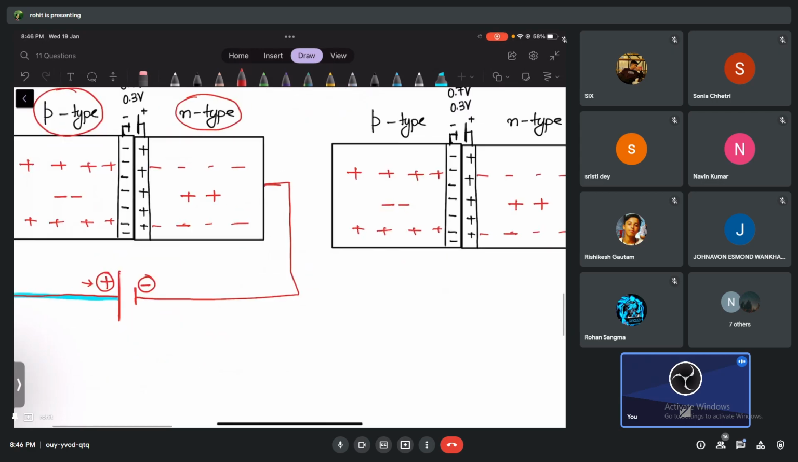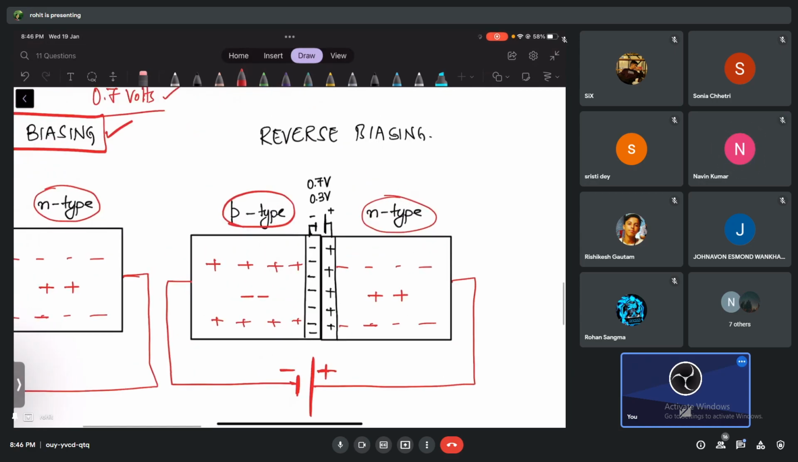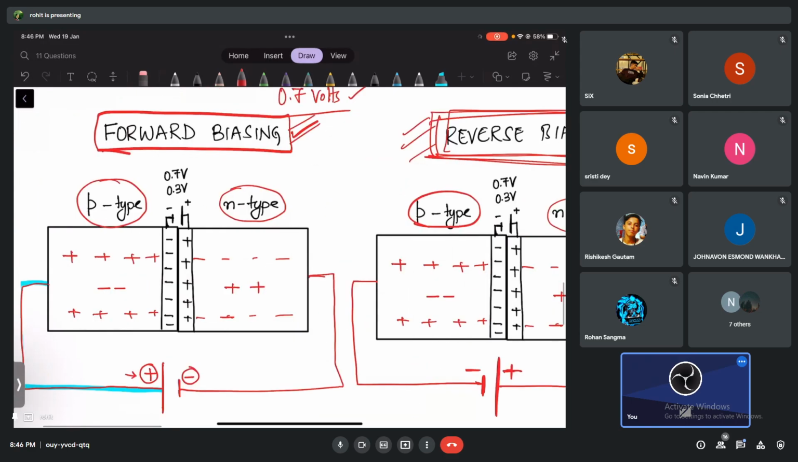Same thing we'll do here. We'll take the P type and the N type, but this time we'll do the opposite. So P type, what will I connect it to, negative or positive? Negative. And the N type I'll connect to positive. Then this connection we call reverse biasing. At least you are clear which one is connected to what, right? Yes or no? Yes, sir.